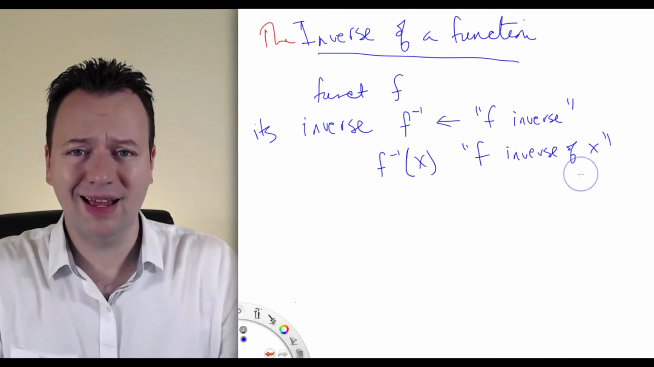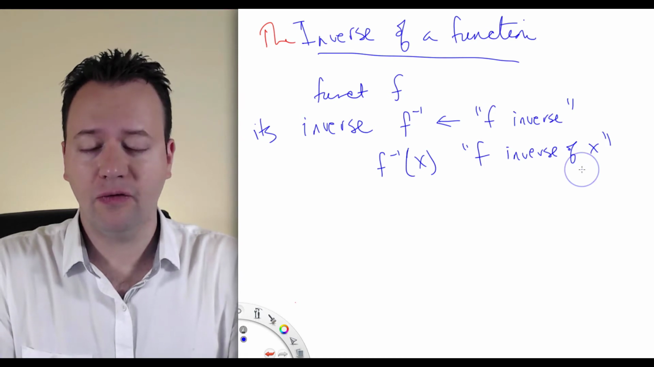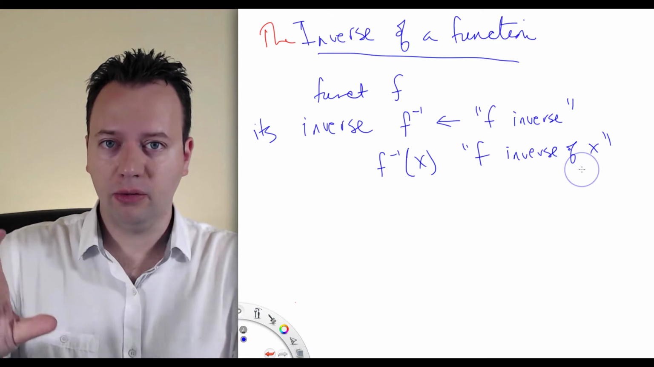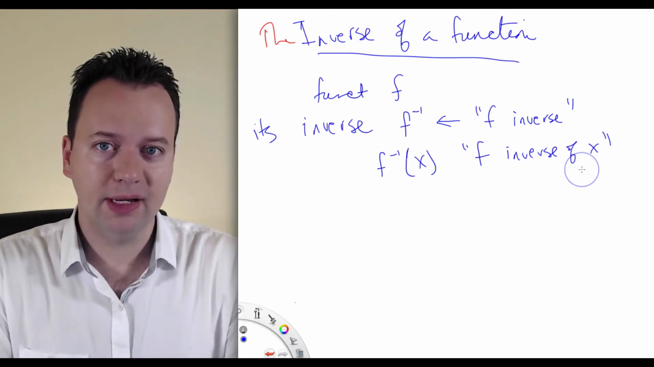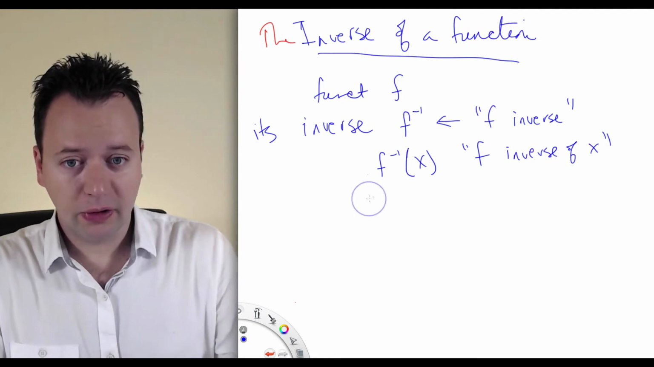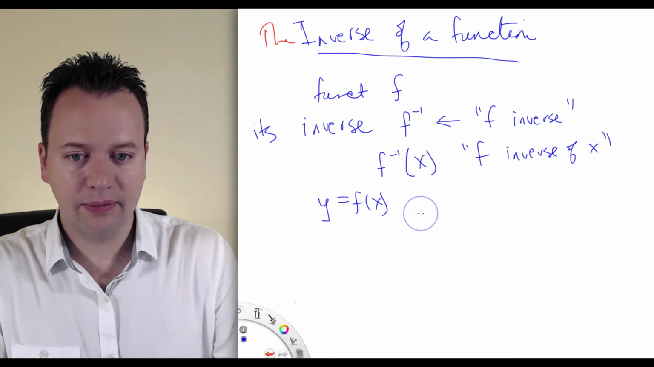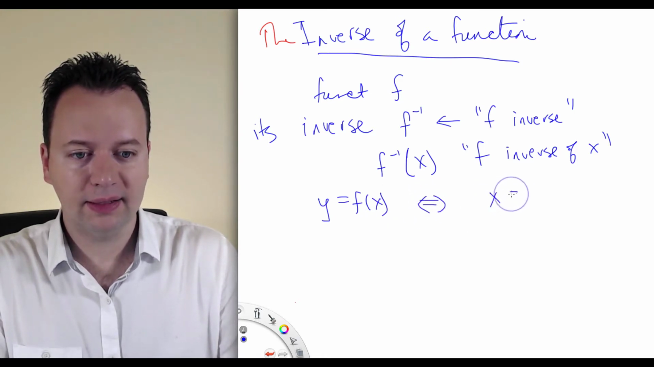So what is this inverse function? The inverse function is basically the function that takes the output and tells you which input would generate that output. So it does the opposite of the function f. If y is equal to f of x, that would be true if and only if x is equal to f inverse of y.